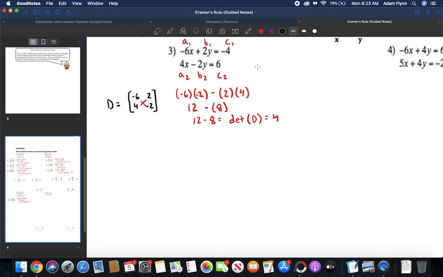Okay, time for matrix E. That will be C's in the left-hand column, followed by B's in the right-hand column. So I'm going to have negative 4 and 6. And then 2 and negative 2.